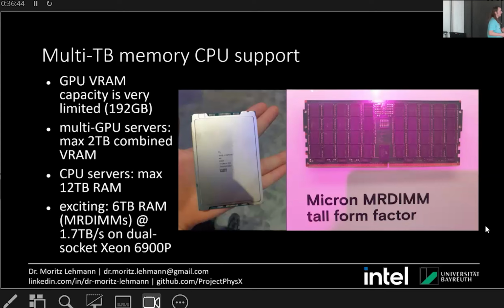With a dual socket Xeon 6900P server, you get 1.7 terabytes a second peak. What I measured in FluidX3D was 1.2 terabytes a second. That is bandwidth that you usually only see on a high-end GPU, but those are limited to like 80 gigabytes. And here you get 6 terabytes of the stuff, which is fantastic.